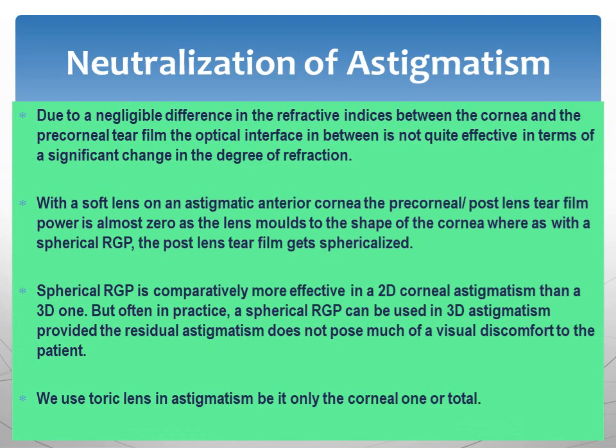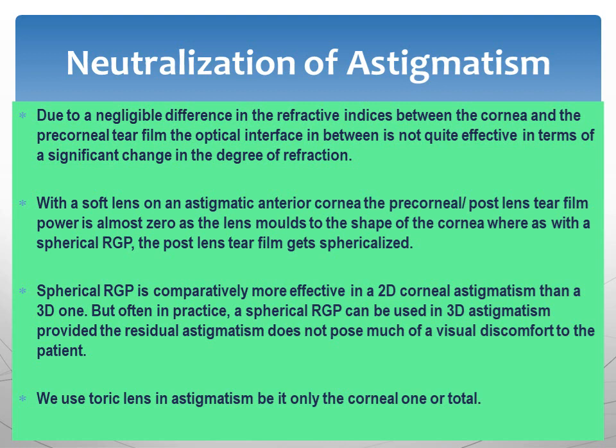Now coming to the neutralization of astigmatism. In this, first we have to understand one concept, that there is not a very significant change in the refractive index of the precorneal tear film and the cornea, because tear film has a refractive index of 1.336 and cornea has a refractive index of 1.376. As a result, the optical interface in between is not quite effective to bring about a significant change in the degree of refraction taking place.